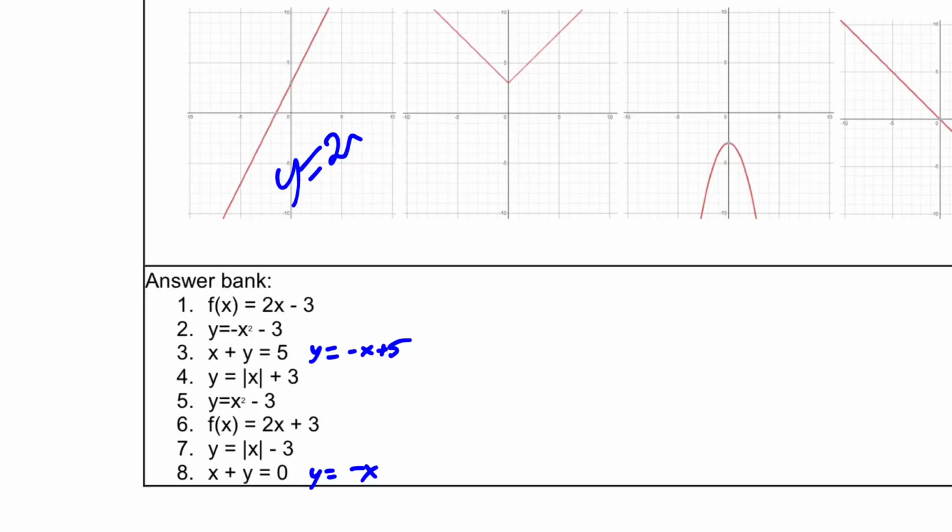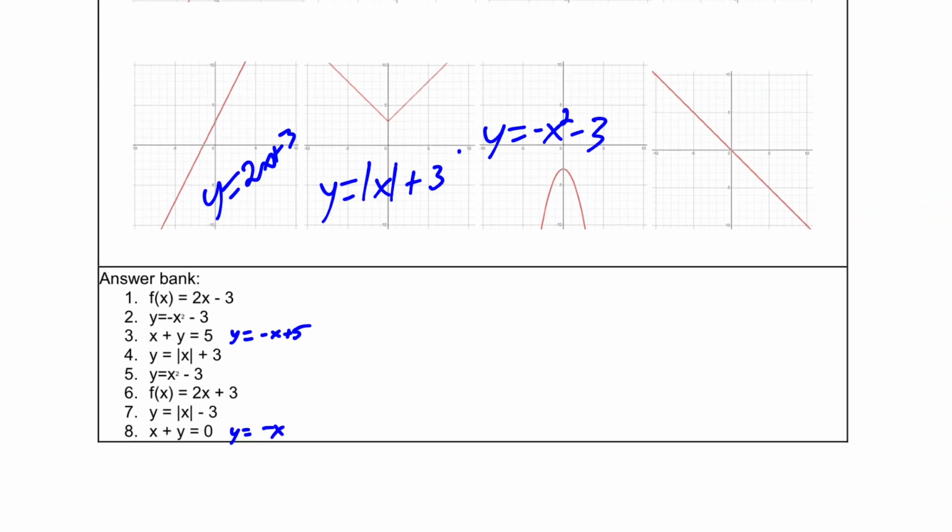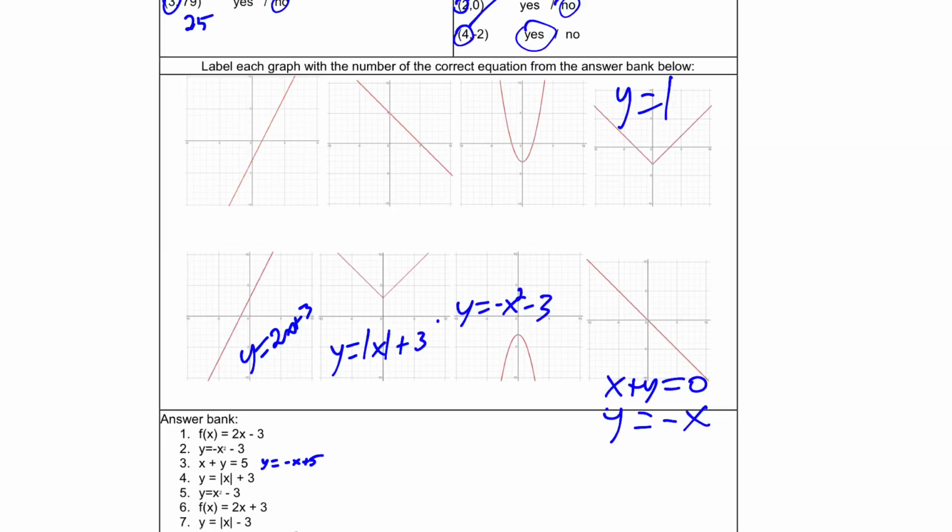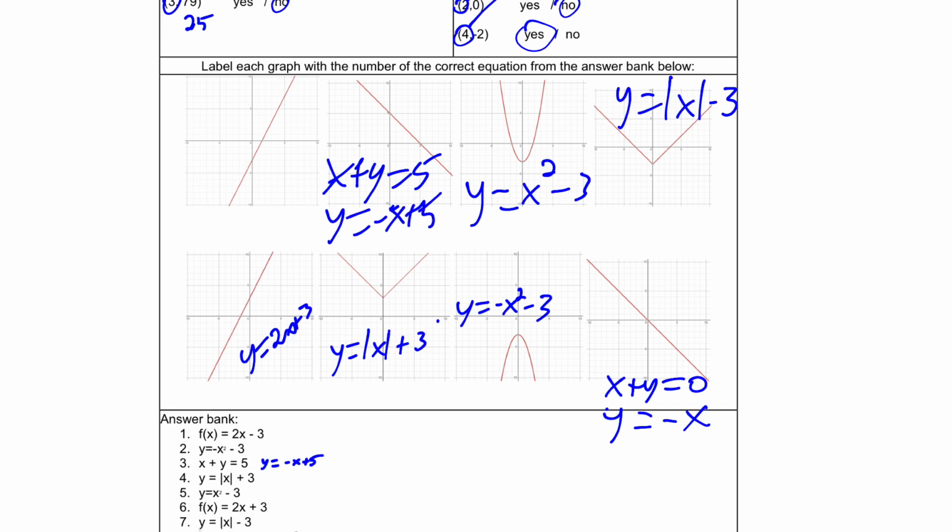Here we have y is equal to 2x plus 3. Here we have y is equal to the absolute value of x plus 3. Here we have y is equal to negative x squared minus 3. This one is x plus y equals 0, or in other words, y is equal to negative x. This one is y is equal to the absolute value of x minus 3. This one is y is equal to x squared minus 3. This one is x plus y is equal to 5, or y is equal to negative x plus 5. And this one is y is equal to 2x minus 3.